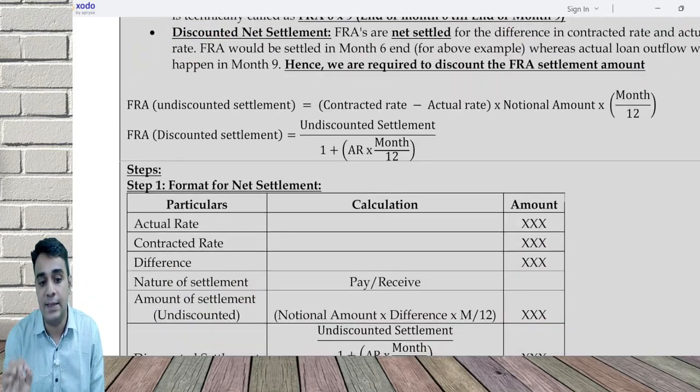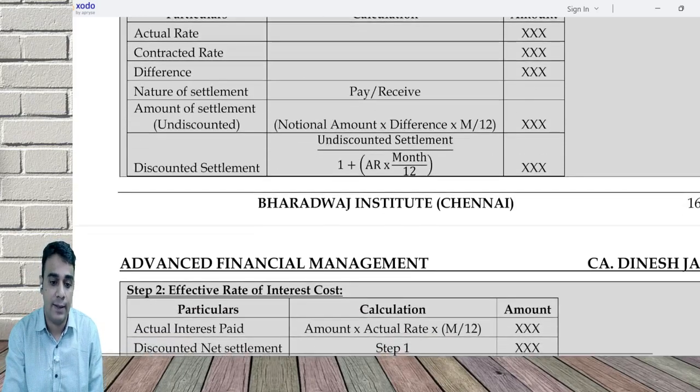FRA has to be net settled. Undiscounted amount is the contracted rate minus the actual rate, times the notional amount, times months by 12. Discounted amount is the undiscounted settlement divided by 1 plus the actual rate.